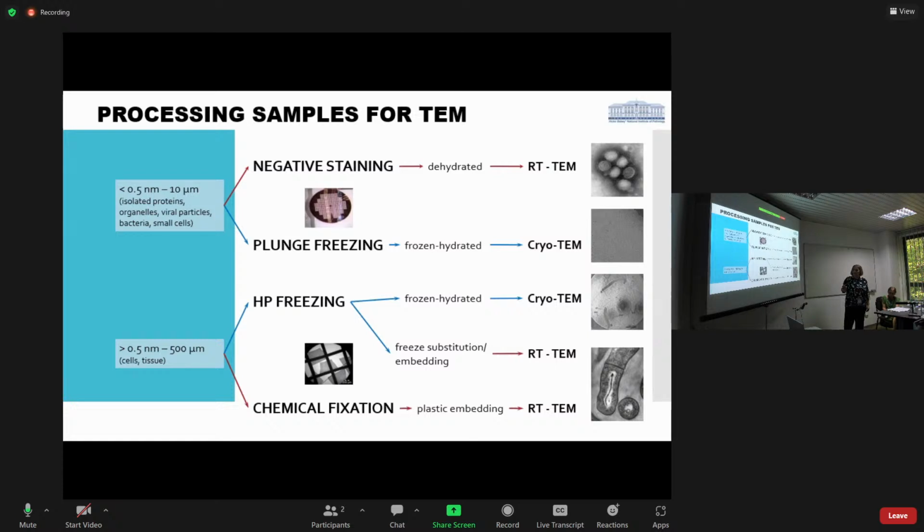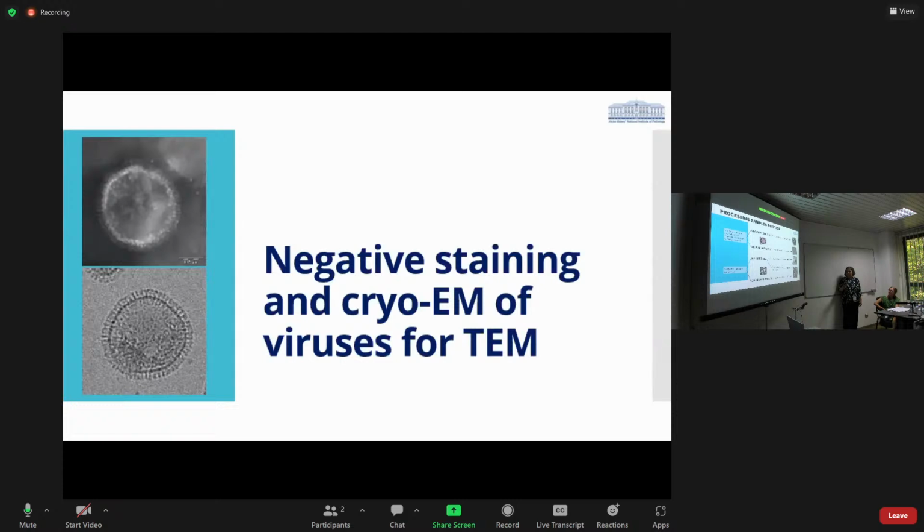And new techniques which involve specific equipment and a specific technique to obtain the vitreous ice and to embed the particles inside. But the resolution is quite good, allowing us to see molecular details at atomic level.